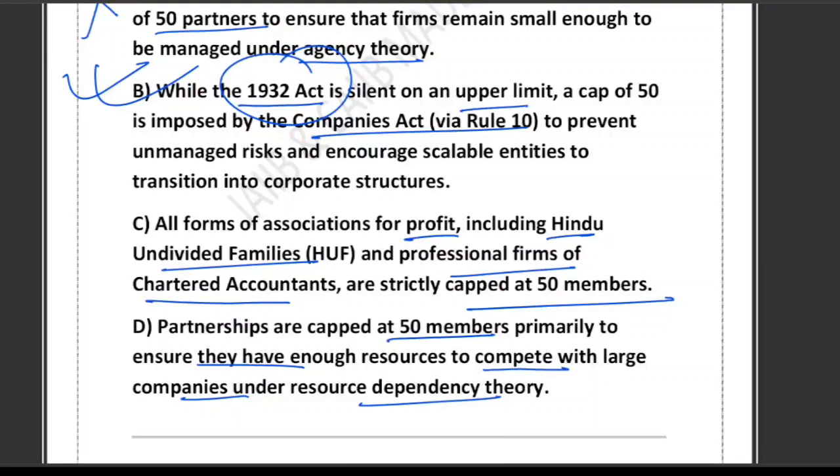What about C? C says that all profit-making organizations including HUF and professional firms are capped. Actually, it is wrong. Why? Because an exception is there for HUF business. An exception is there for some professional firms like CA and lawyers. These are governed by a special statute. So option C is wrong.